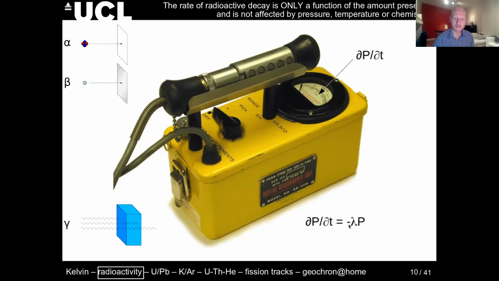And we've got a negative sign in front of this lambda to express the fact that we are losing parent with time. We are not gaining it, we are only losing it. We're gaining daughter at the expense of the parent. So this equation, which has never been disproven, has been tested many times, is a differential equation. It shows the difference of parent per difference in time as a function of the amount of parent.